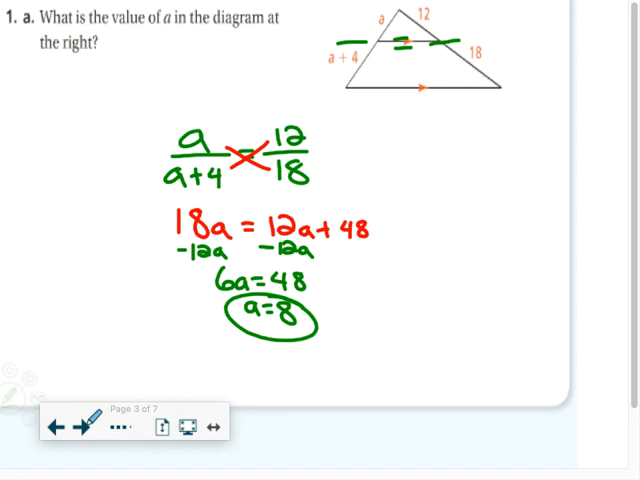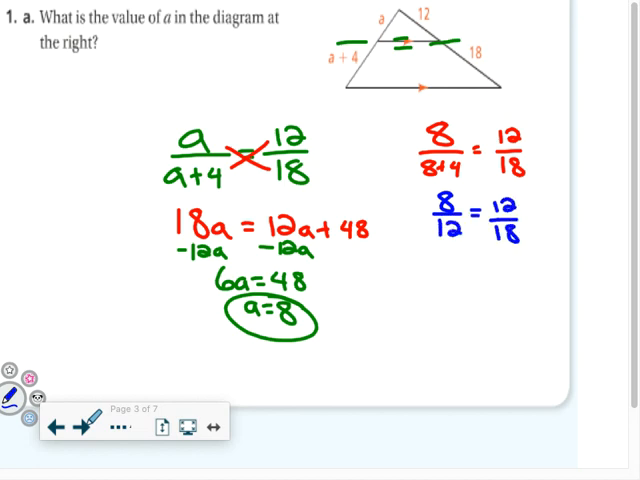You could even double check, and I should do that here on this first one, by plugging it in. It's saying that 8 over 8 plus 4 is the same as 12 over 18. This is going to give us 8 over 12, 12 over 18. If we were to reduce both of these fractions, these ones we could divide by 4 and we would get 2/3. These ones over here we could divide by 6 and we would get 2/3. Notice those are the same. That's right, we did our math right. So that's a way to check our answer there.